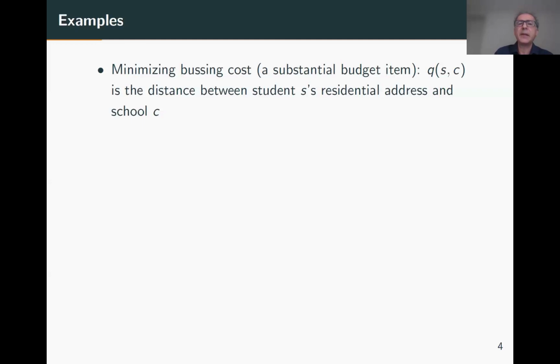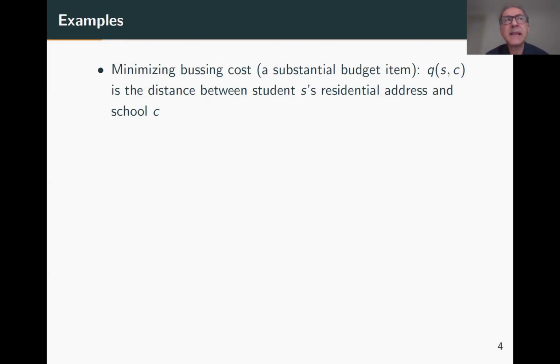Examples are, for example, minimizing the busing cost. That used to be a big question in Boston. From day one, when we started working with Boston, that was one of the main questions. How can we assign kids closer to their home?